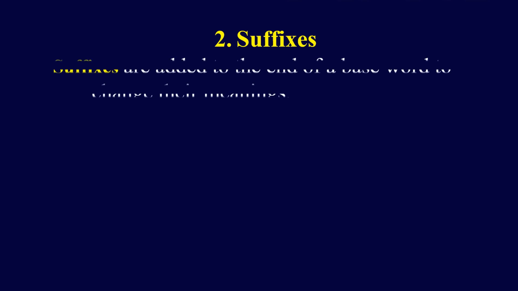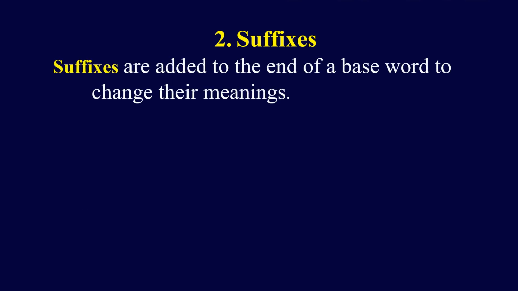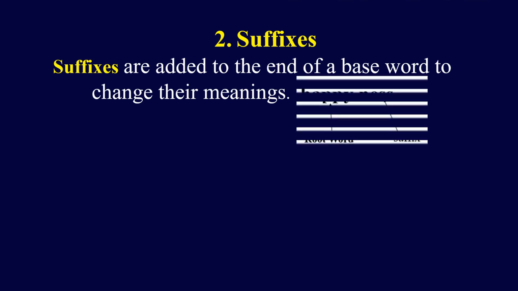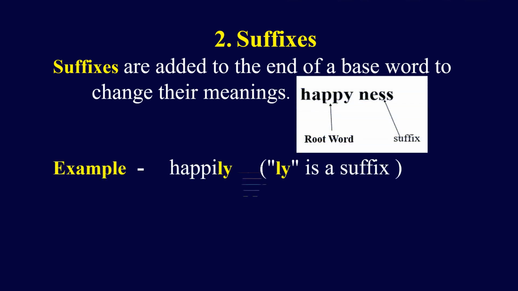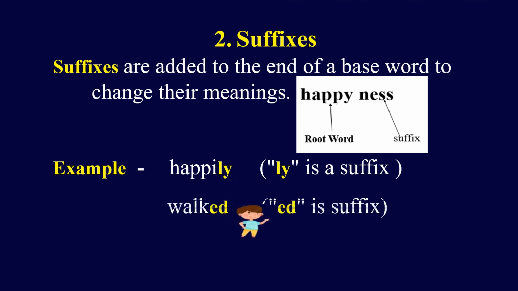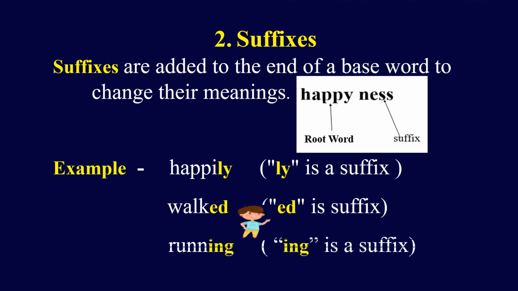The second kind of affixes are suffixes. Suffixes are affixes that are added to the end of a base word to change its meaning. For example, in the word happily, ly is a suffix. In the word walked, ed is a suffix. And in the word running, ing is a suffix.